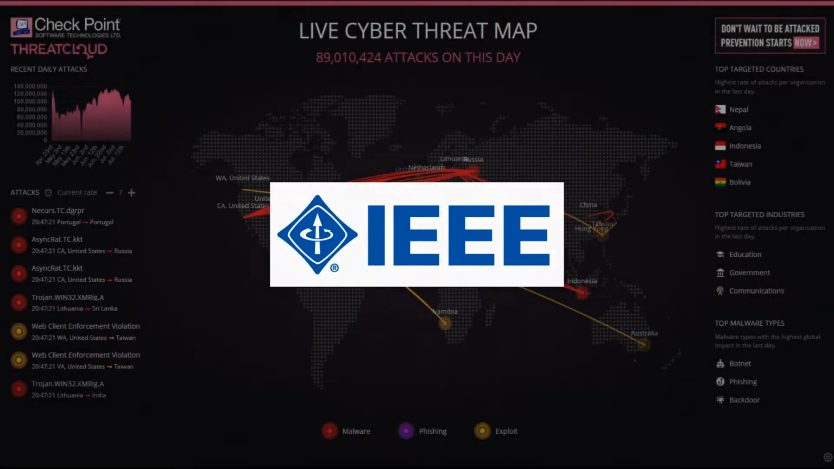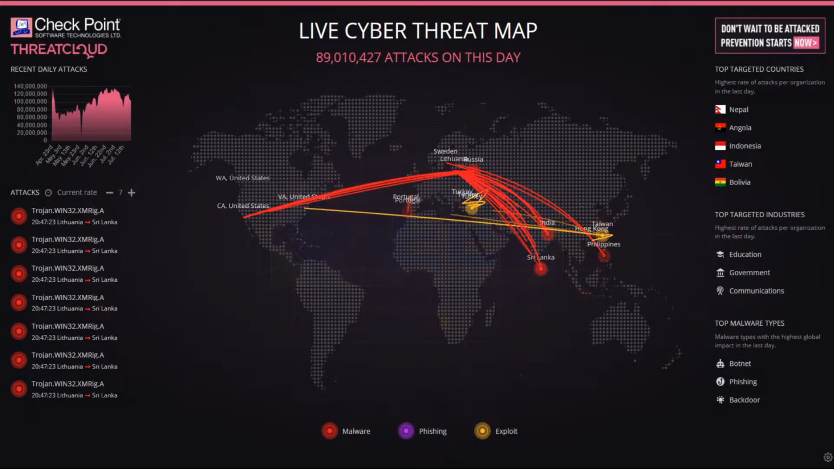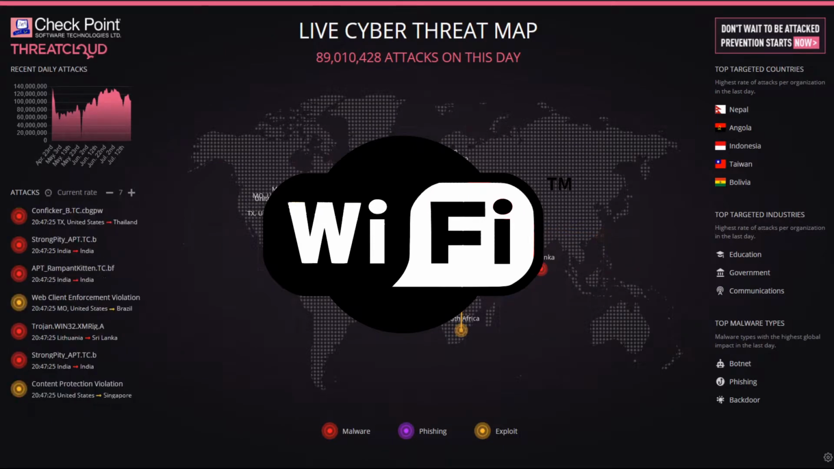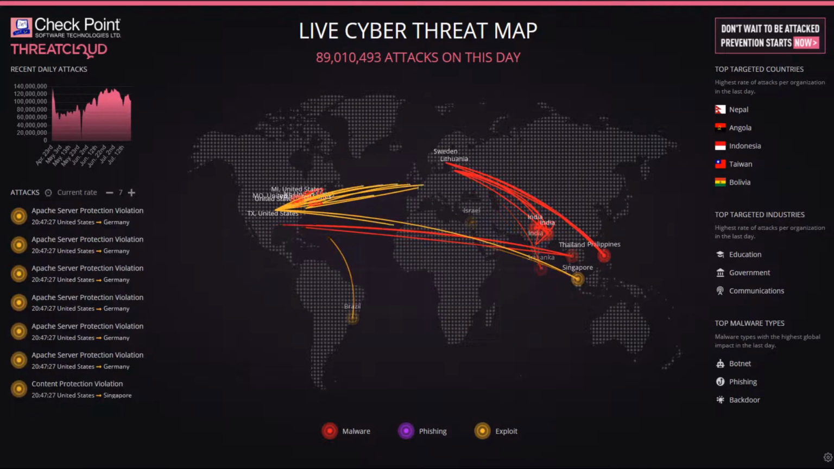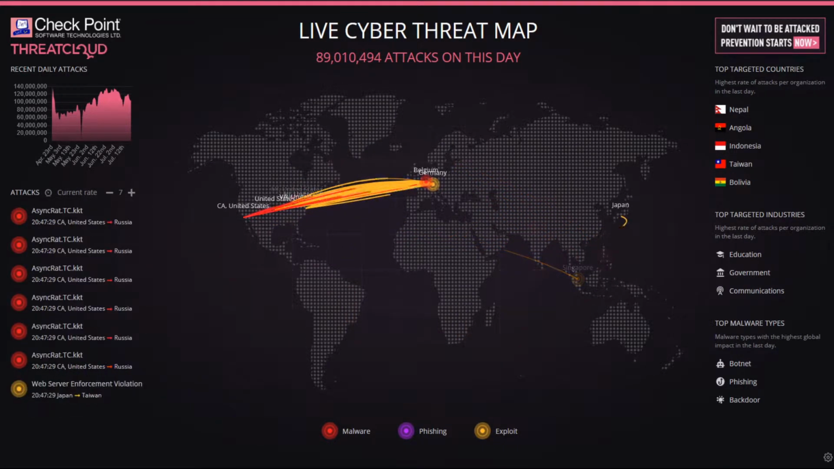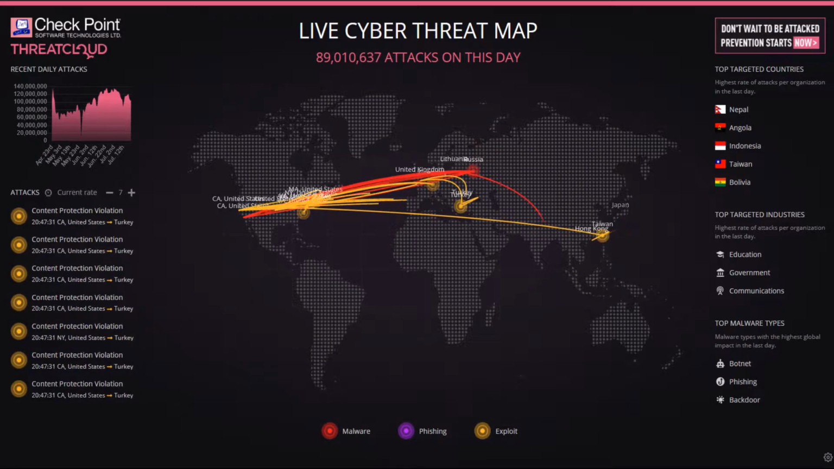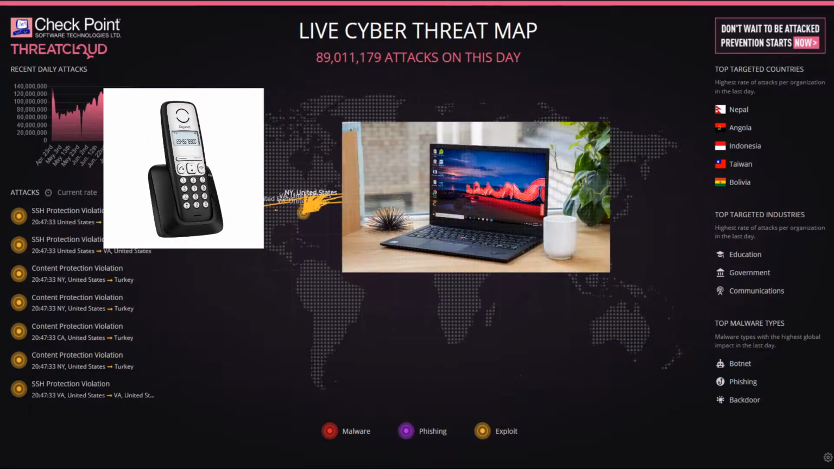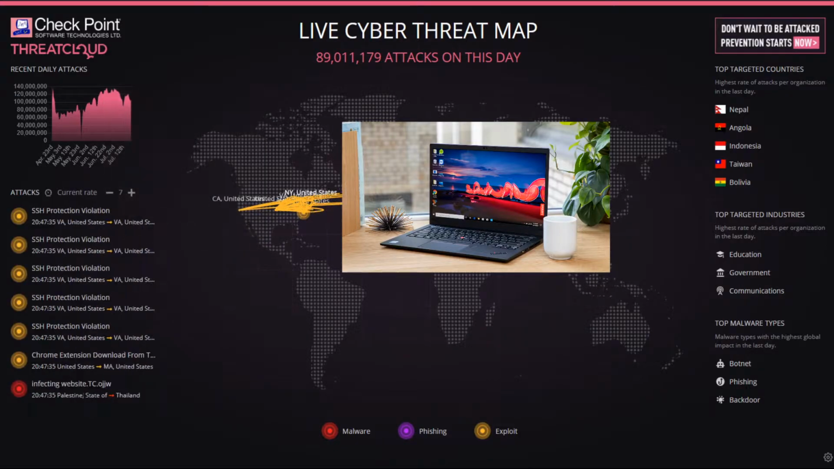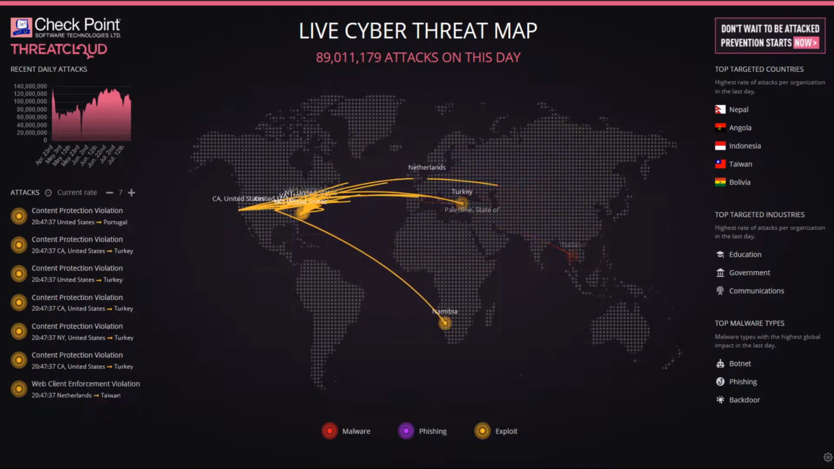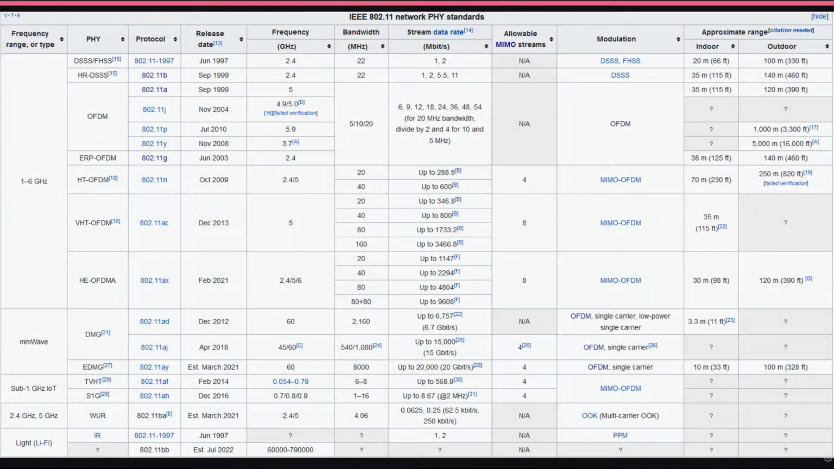The Institute of Electrical and Electronics Engineers, or IEEE, standards for Wi-Fi, aka 802.11, are the set of protocols used for wireless local area network communication, used to allow devices like phones, laptops, and printers, among others, to communicate with each other without wires. First released in 1997 with revisions still up to today, these are the standards it has had until now.